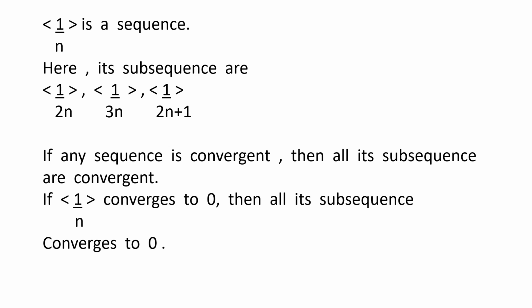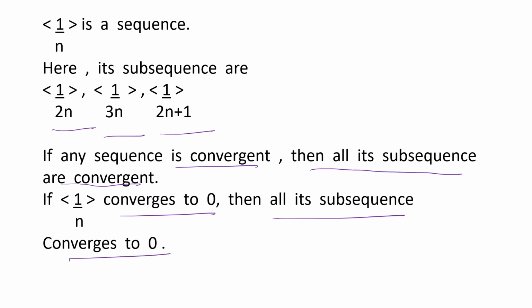Now take another example. Here {1/n} is a sequence. Its subsequences are {1/2n}, {1/3n}, {1/(2n+1)}. If any sequence is convergent, then all its subsequences are convergent. If the sequence {1/n} converges to 0, then all its subsequences converge to 0.